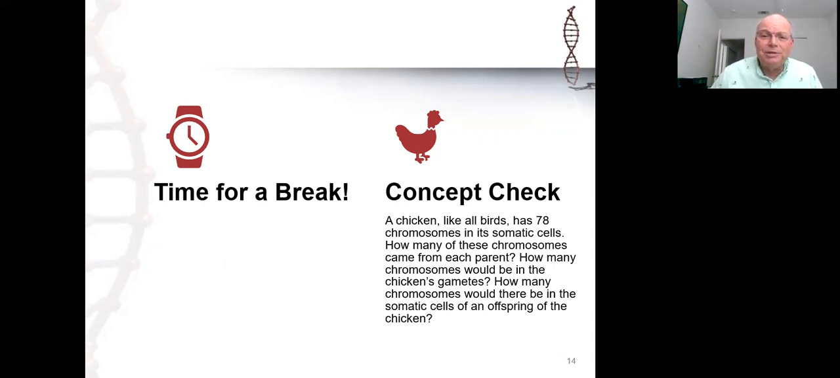How many of these chromosomes came from each parent? How many chromosomes would be in the chicken's gametes? How many chromosomes would there be in the somatic cells of an offspring of the chicken?